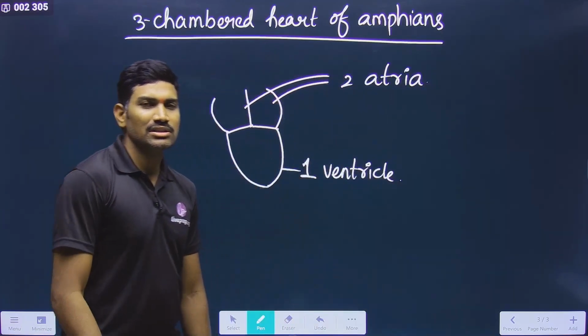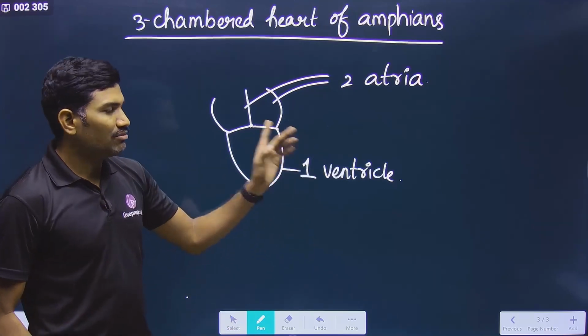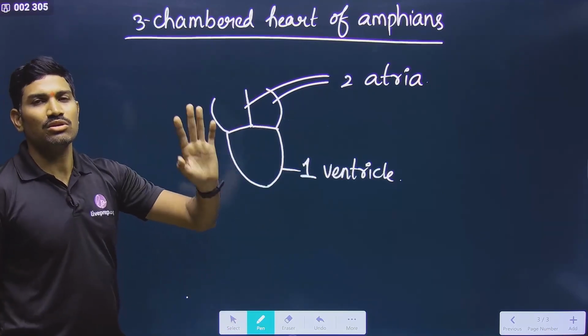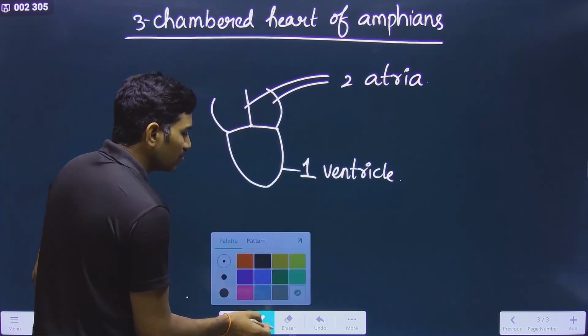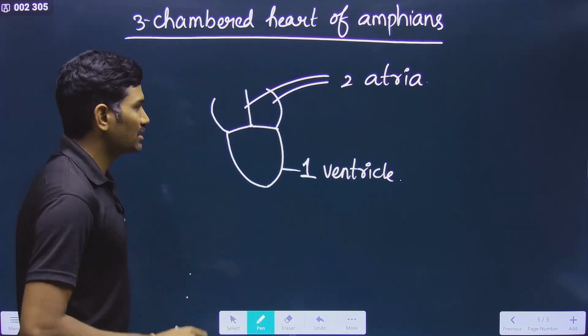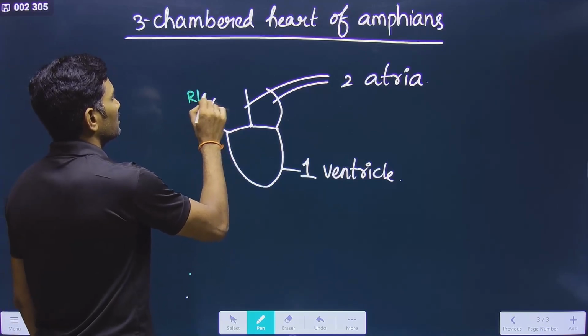Two atria you can say, or two auricles also you can say. So these are the two atria. Two atria and one ventricle. So that's why it is three-chambered. Total three chambers are present. Now you understood what this three-chambered means. But generally what we think. Now here this is the right side, right? This is the right and this is the left.